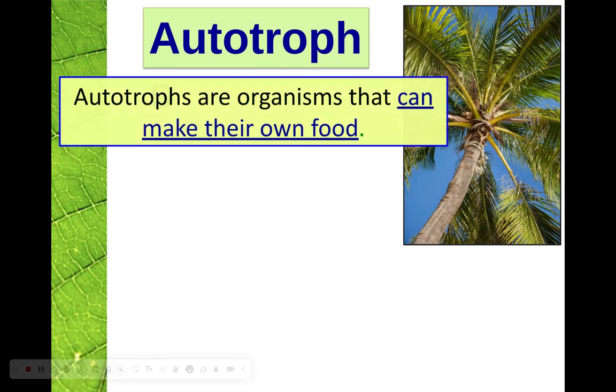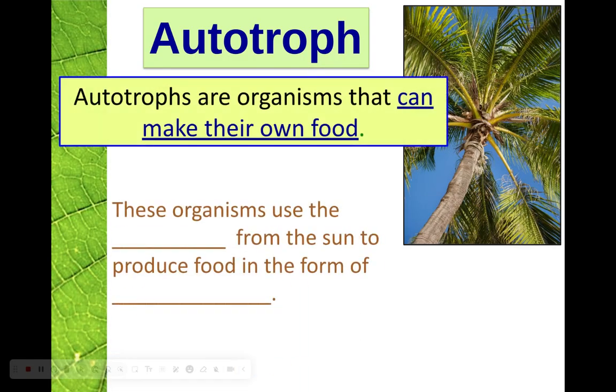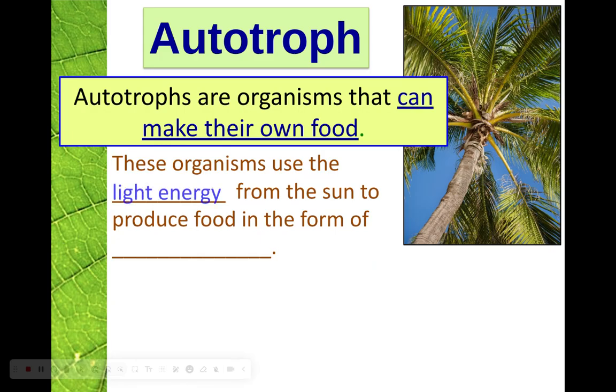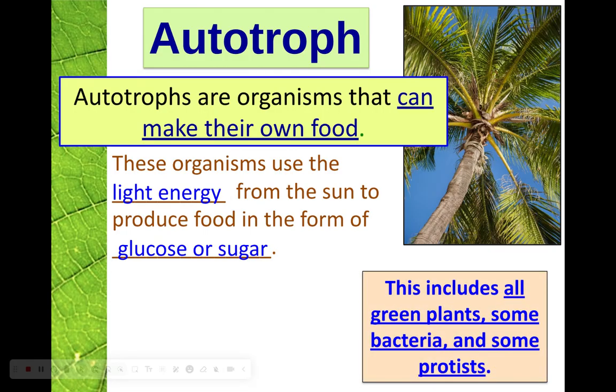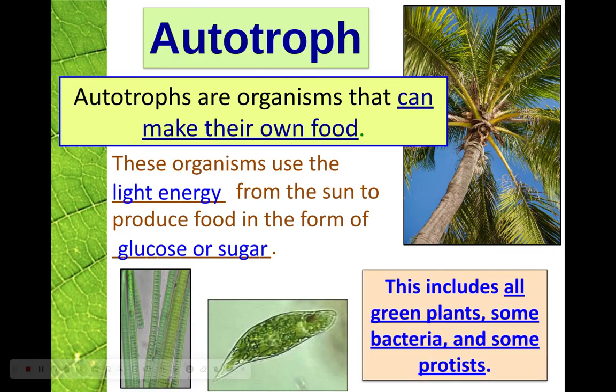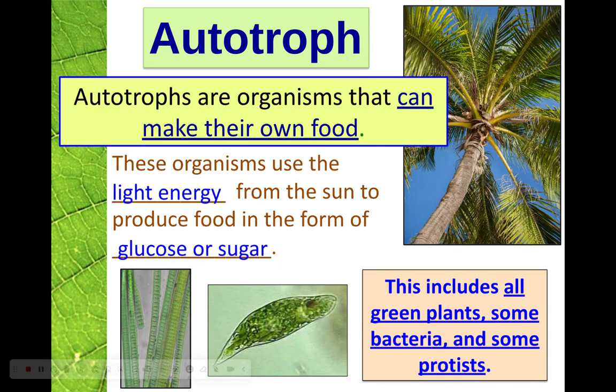So let's start off with those autotrophs. Autotrophs include all green plants, some bacteria, and some protists. These organisms use light energy from the sun to produce food in the form of glucose or sugar. They literally turn sunlight into stored chemical energy. It's nature's version of solar power, just way more efficient.